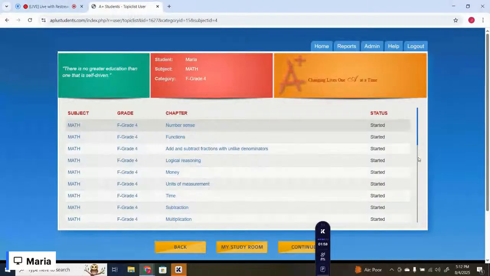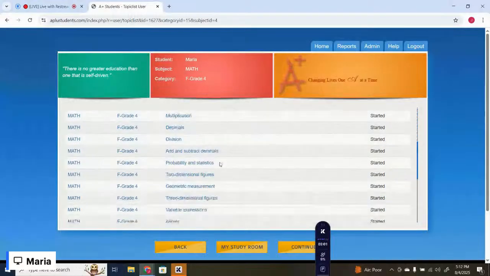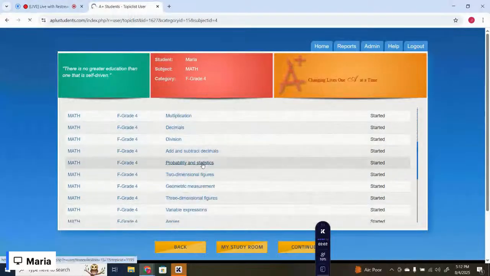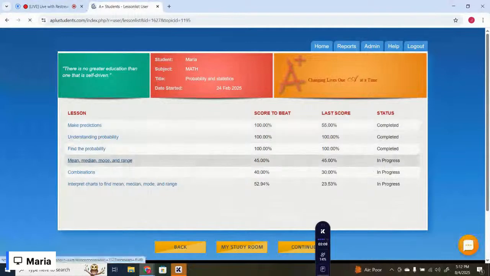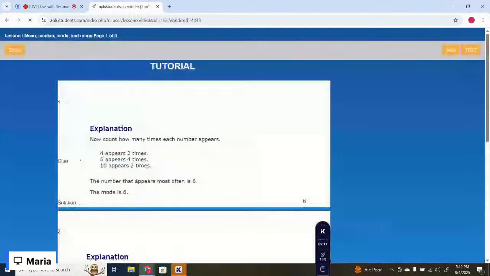You can find all the lessons on aplusstudents.com. We're going to start with the lesson probability and statistics. Let's just start with the lesson. We're going to start with the lesson mean, median, mode, and range.